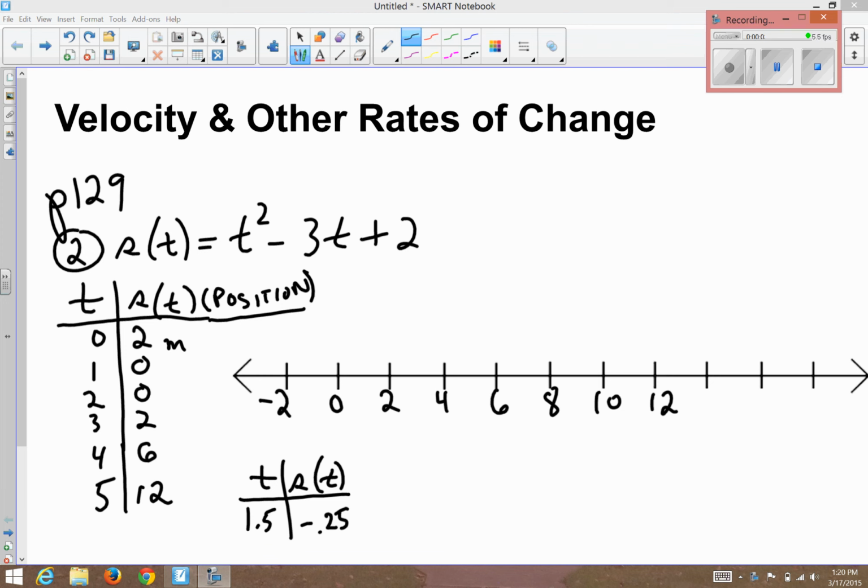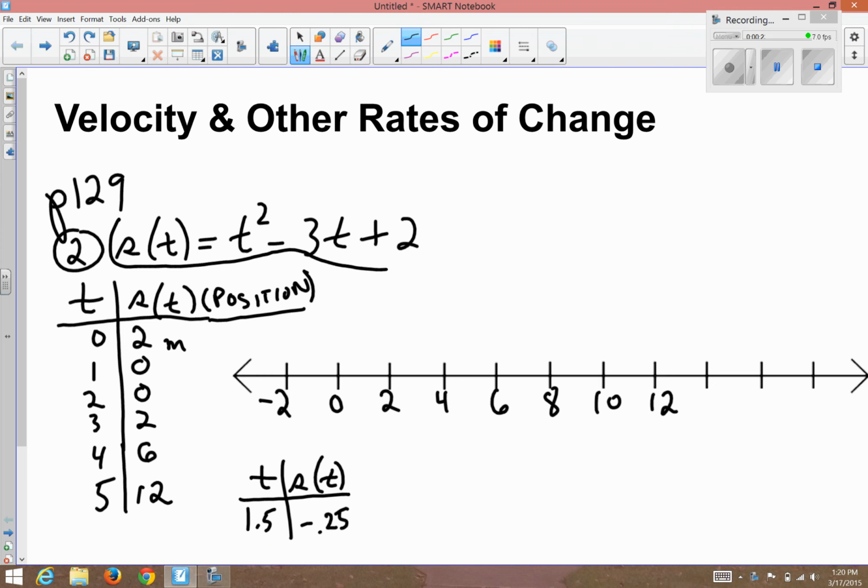Velocity and other rates of change. On page 129, exercise 2, it says a particle moves along a line so that its position at any time t is given by this function. S is measured in meters.